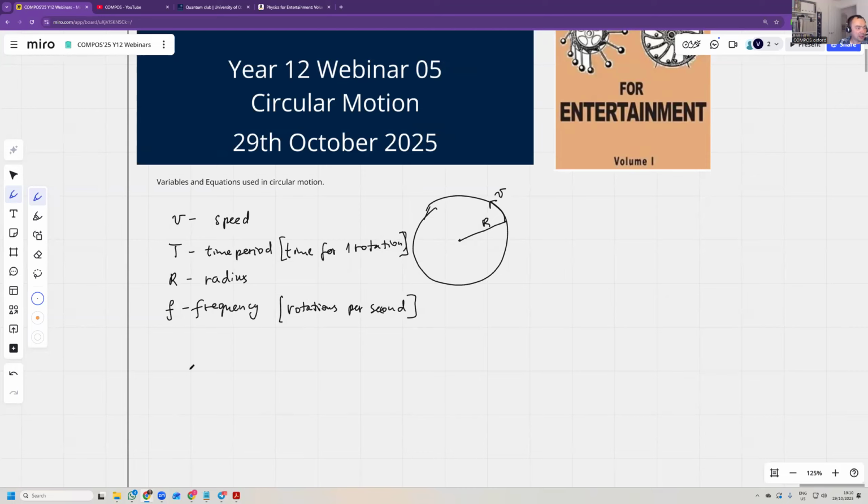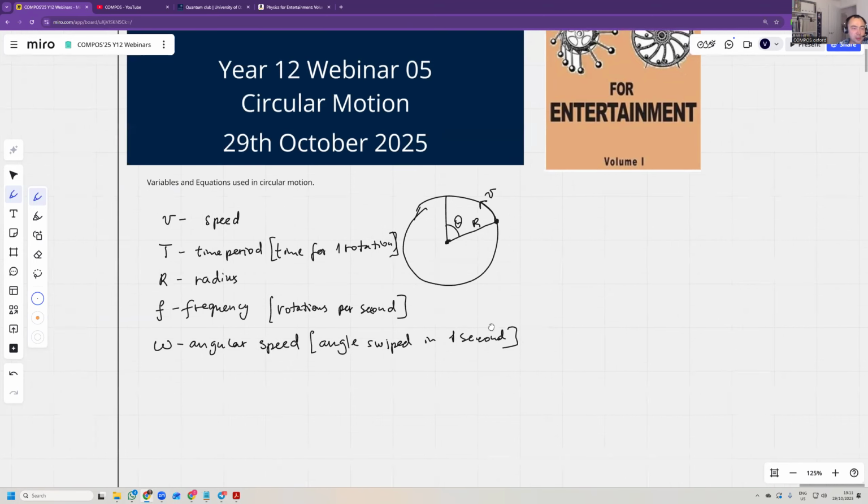What else? Well, angular frequency. Angular speed. Angular speed is the angle you turn through per second. If you draw a line from the center of the circle to your position, as you move around the circle, the angle that you swipe, angle swiped in 1 second.